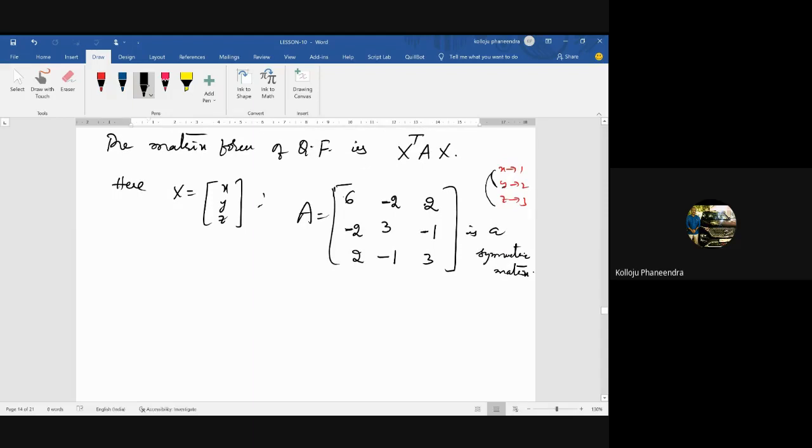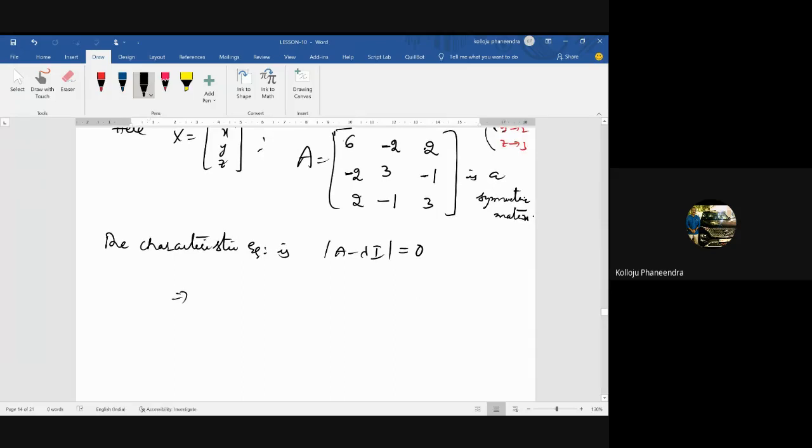Next, immediately they find the eigenvalues. The characteristic equation is determinant of A minus lambda I equal to 0. That implies 6 minus lambda.